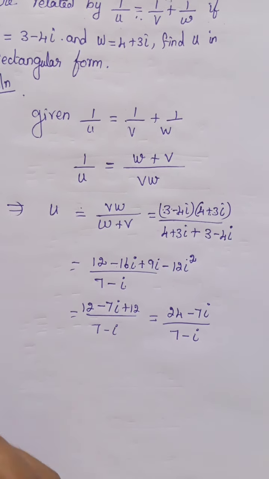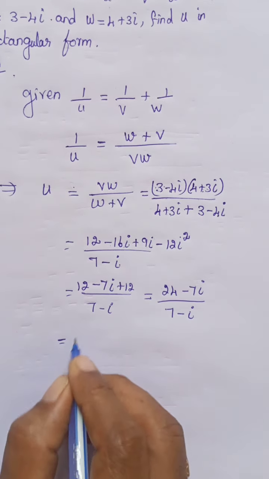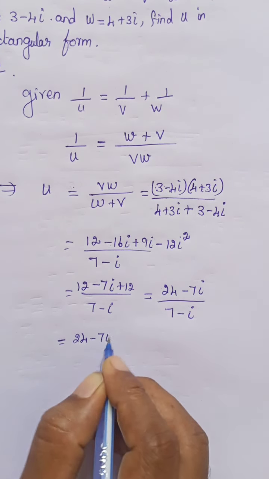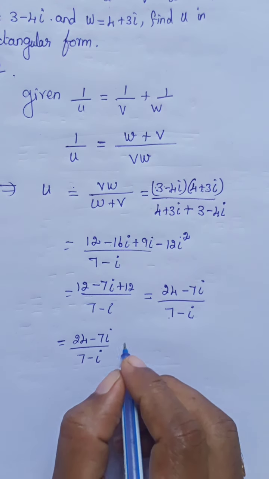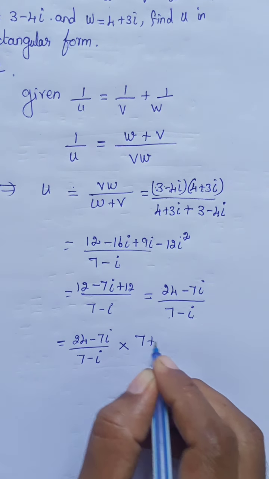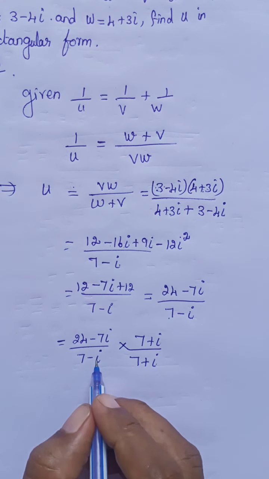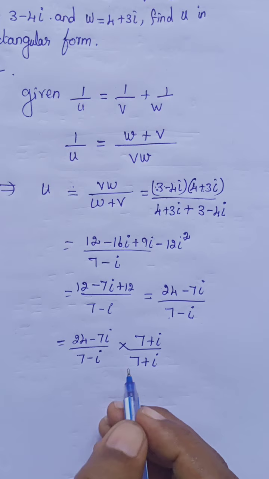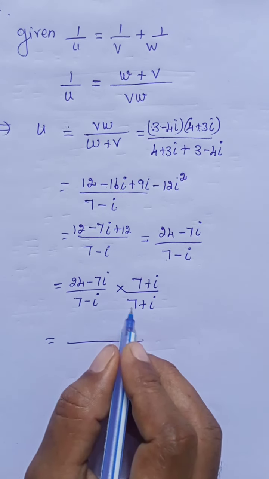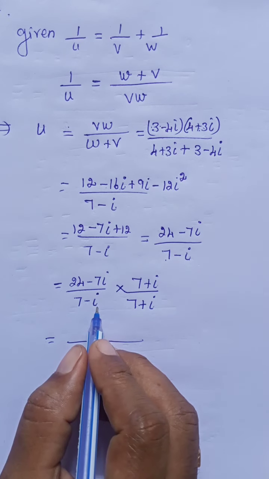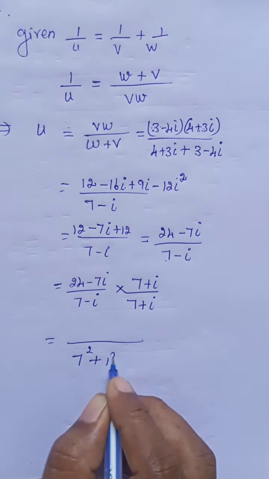So the denominator complex number we have to change. How to change that? We have to take the conjugate and multiply both numerator and denominator. 7 minus i, what is the conjugate? That is 7 plus i by 7 plus i. Isn't it? The sign of the i should be changed. So the denominator is (x plus iy) into (x minus iy), so 7 squared plus 1 squared.